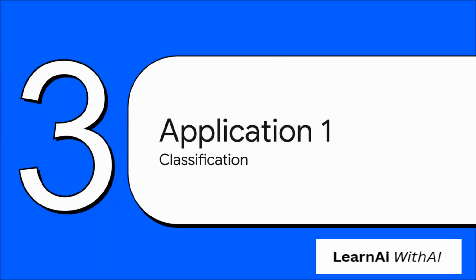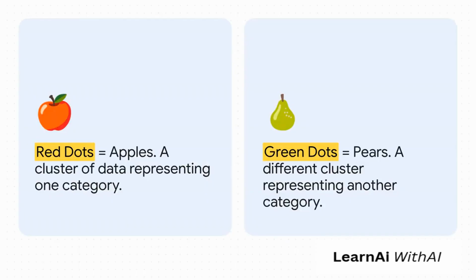Okay, so we know how to measure distance. Now let's see how we can use that for our first major application, classification. This is all about teaching a computer to guess what group something belongs to. So let's set up a super simple problem. Imagine we've got a bunch of data about fruit. Based on things like their size, their weight, and their color, we plot them on our graph.